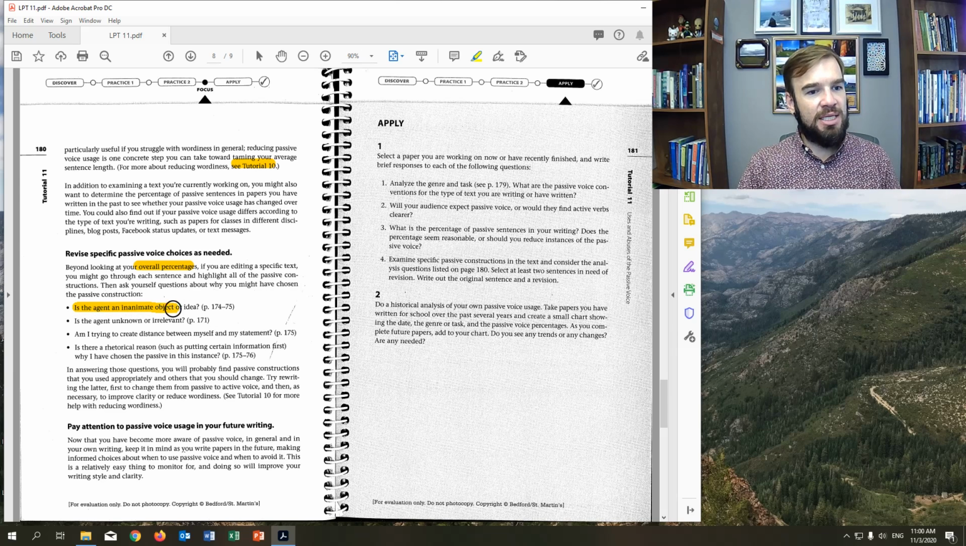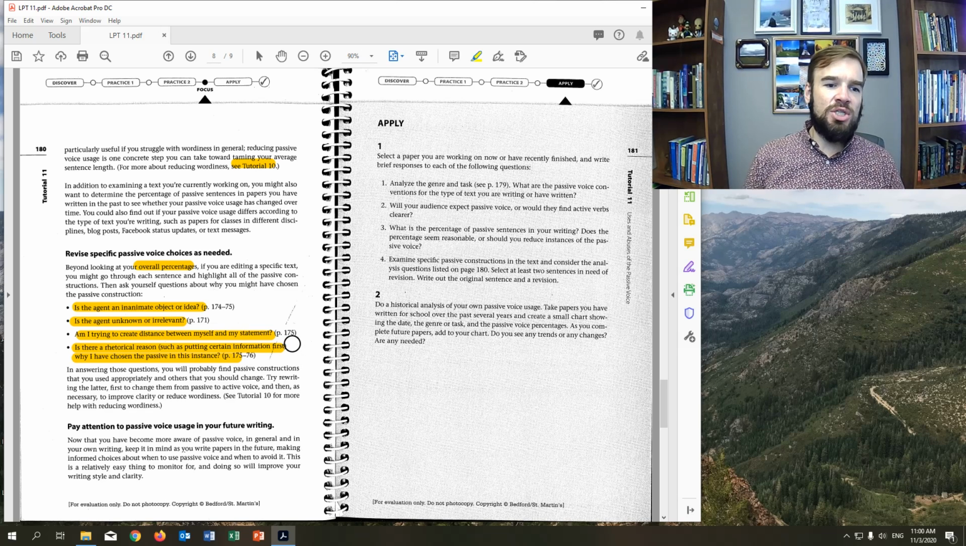For example, is the agent an inanimate object or is it an idea? Is the agent unknown or irrelevant? Am I trying to create distance between myself and the statement? And is there a rhetorical reason, such as putting certain information first, why I've chosen the passive in this instance?